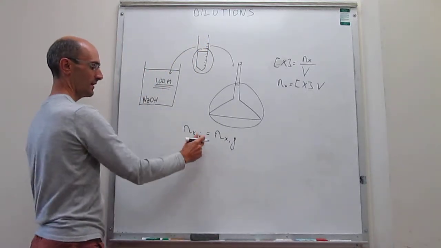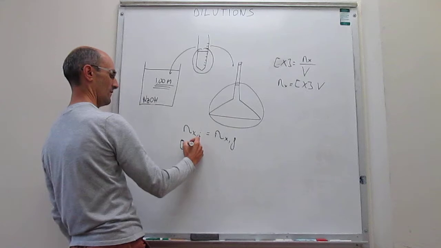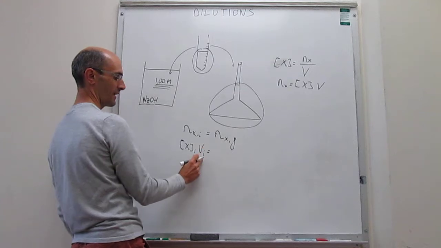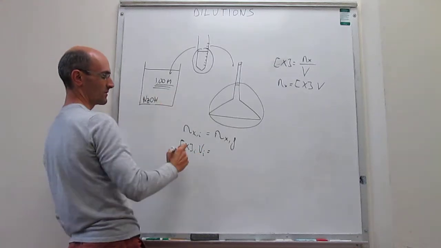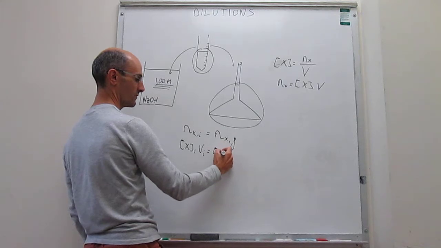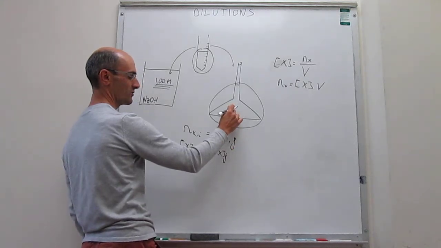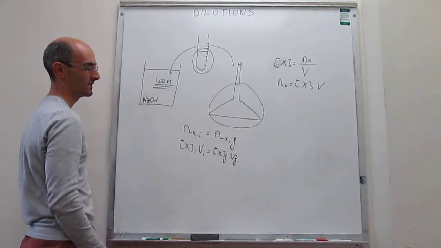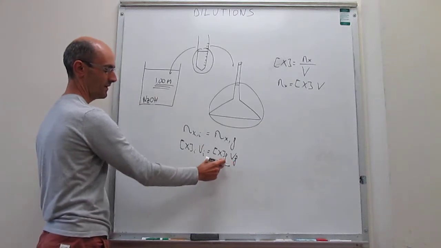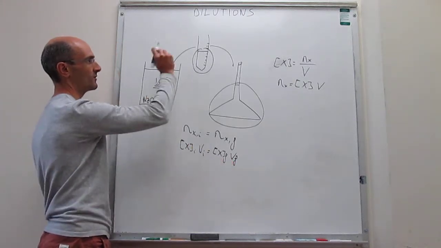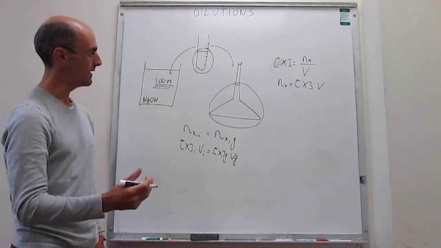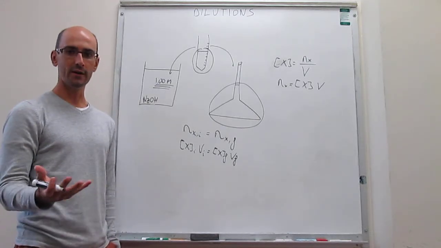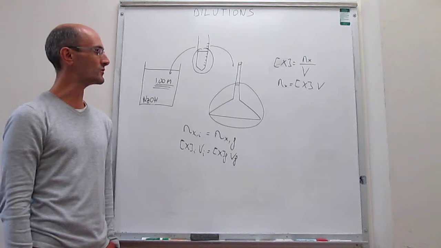So the molar concentration of the initial solution, my stock solution, multiplied by the volume that I pipette out of the stock solution, is equal to the molar concentration of the second solution, my target solution, multiplied by the volume of the volumetric flask. Usually the goal is to know how much volume I have to take from the stock solution and dilute with water to get the solution I'm interested in. So let's do a numerical problem to illustrate how this works.